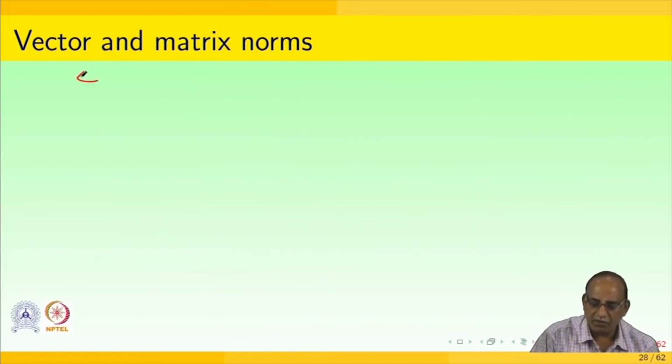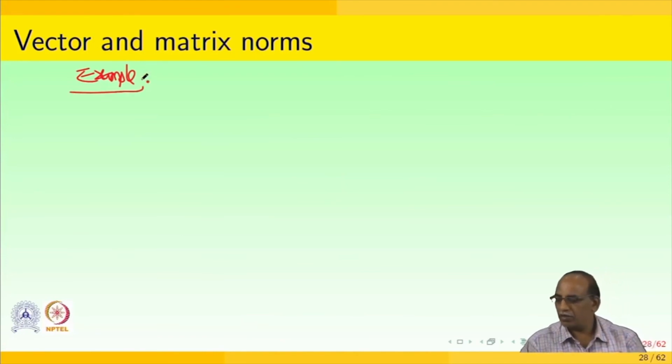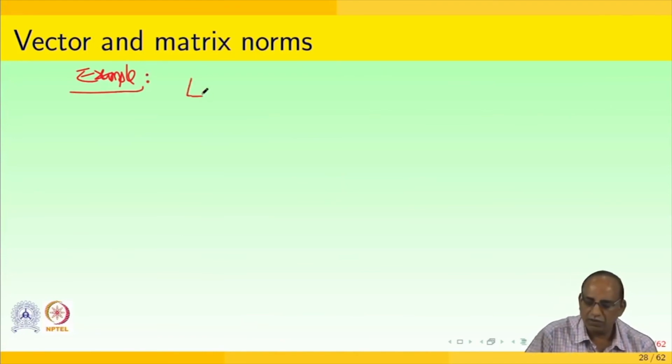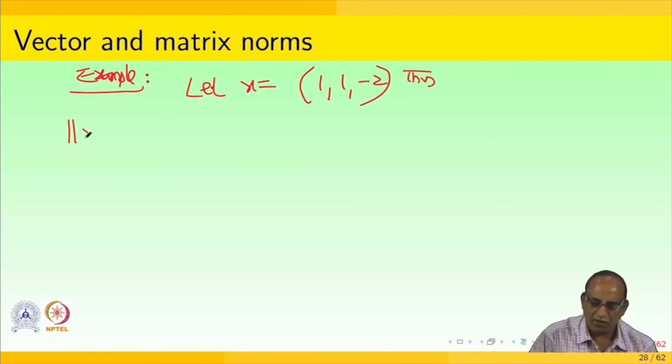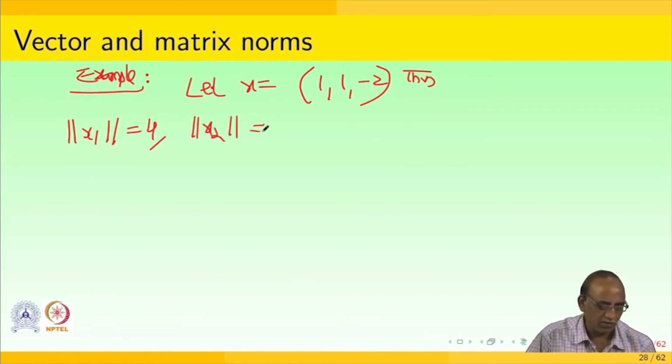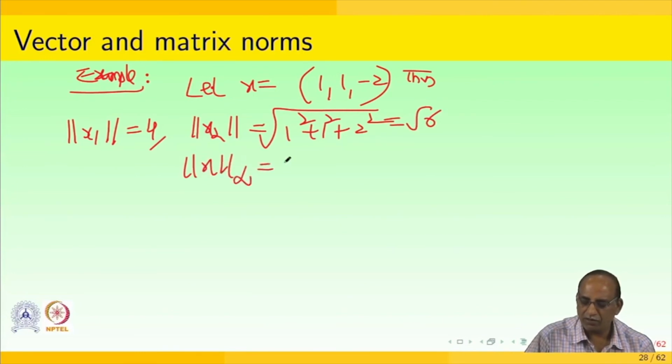Similarly, you can take some examples over here. For example, let x be equal to (1, 1, -2). Then the norm of x in 1-norm will be equivalent to 4, and the 2-norm will be the square root of 1 squared plus 1 squared plus 2 squared, which is the square root of 6. And the infinity norm of x is 2.